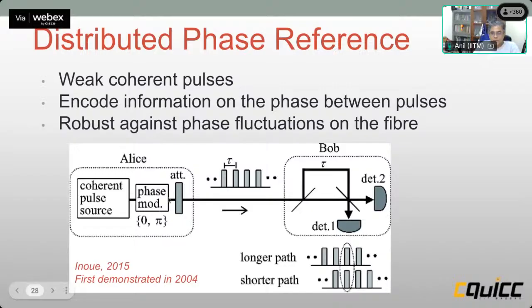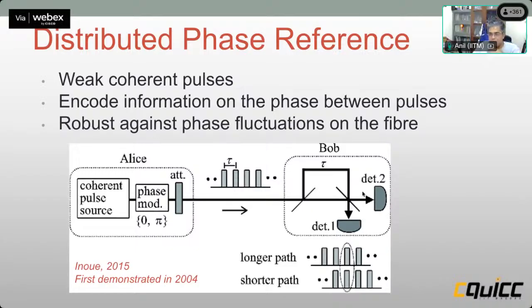So what are they doing out here? They have a source of light, we call it a coherent pulse source. We have a modulator that is adding this 0 or pi phase shift. Then we have an attenuator, with which we reduce the number of photons down until it becomes 1 photon. This 1 photon will continue to have this phase. And we transmit it in time bins. You'll see the time bins are out here, separated by some tau.